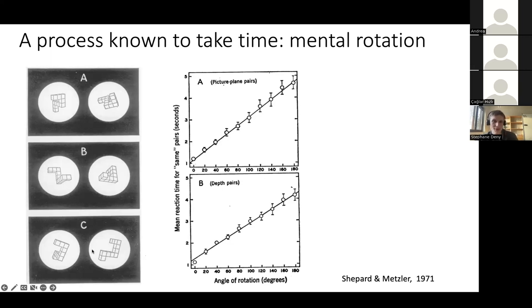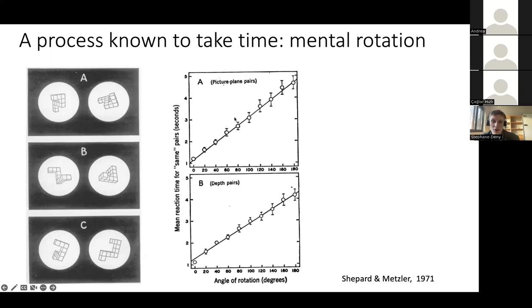And what was really striking when they ran these experiments on many people for many hours is that they found that on average, people take a time to respond that is proportional to the angle of rotation between the two shapes. So you can see that the linear fit is quite perfect to explain the data here. For a small angle of rotation, people can respond in an average of 1 second. But when it comes to 180 degrees, people can take up to 5 seconds to answer this question. So it takes much more time.